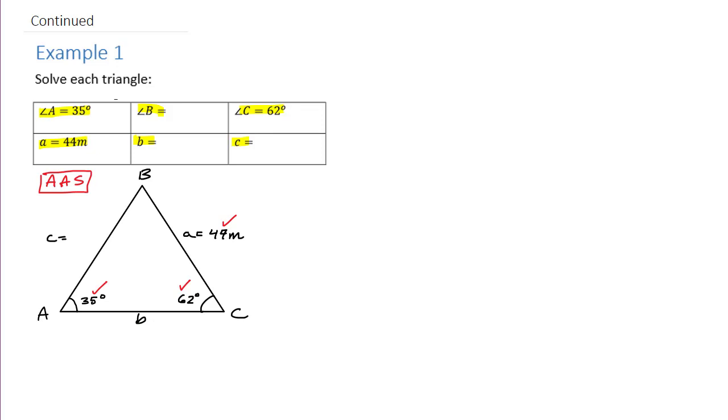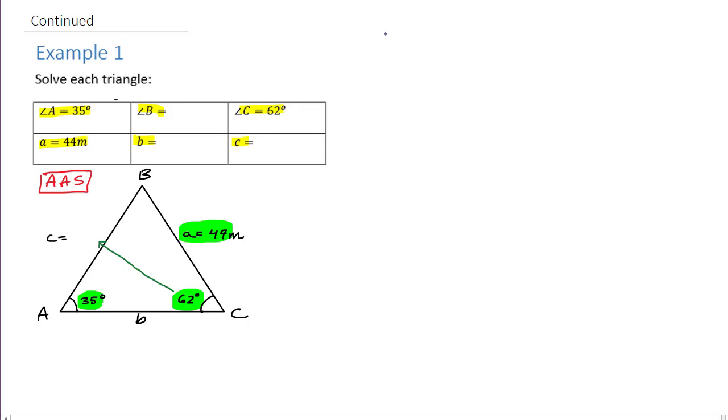So how I'm going to do that is I'm going to set up my sine law. Now I'm going to highlight the important piece of information we have when we're setting up sine law. Look, we have angle A and we have the side across from it. So that's going to be one of our fractions, sine of 35 over 44. We have angle C, but we don't have the side across from it. So that's going to be the first thing we solve for.